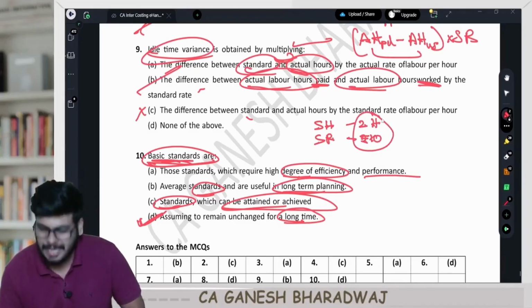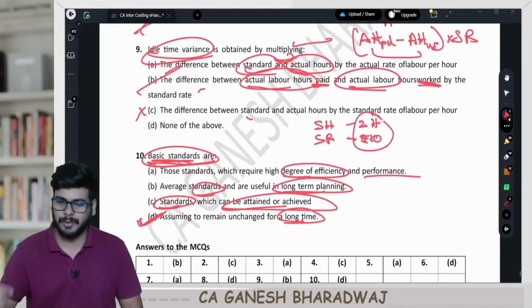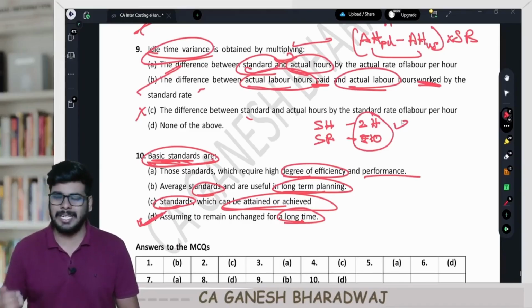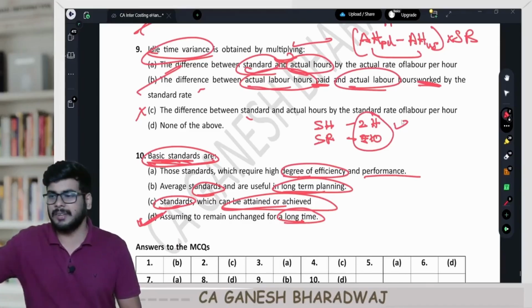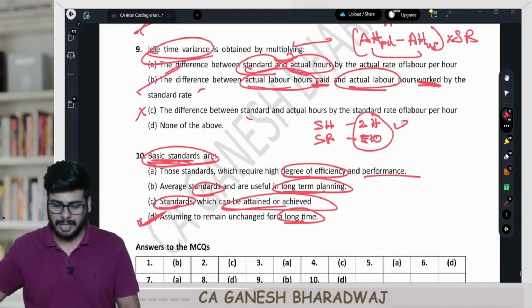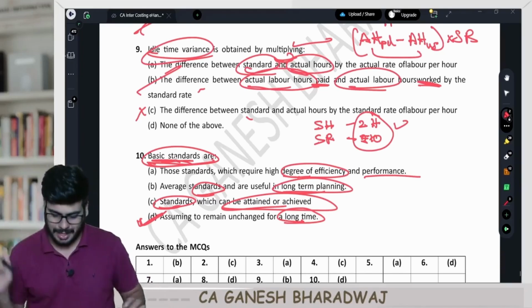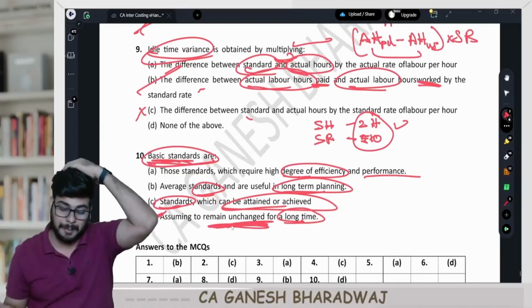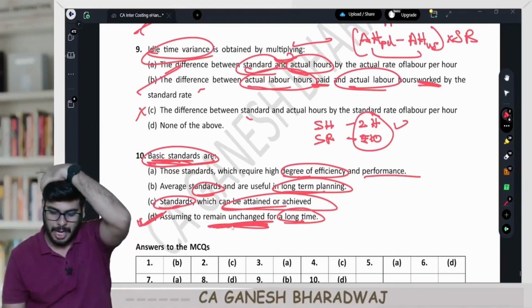So when they establish the standards, they don't keep changing it regularly. These are meant to be maintained over a period of time, at least for the next 2-3 years. And after that, if there are any changes, we will see it. Clear with this? So generally, basic standards are assumed to remain unchanged for a longer period of time. Are you clear with this?